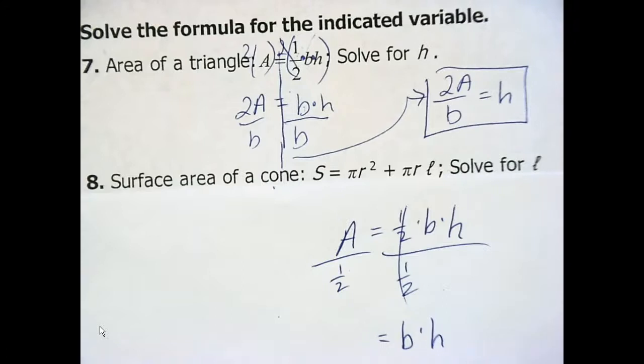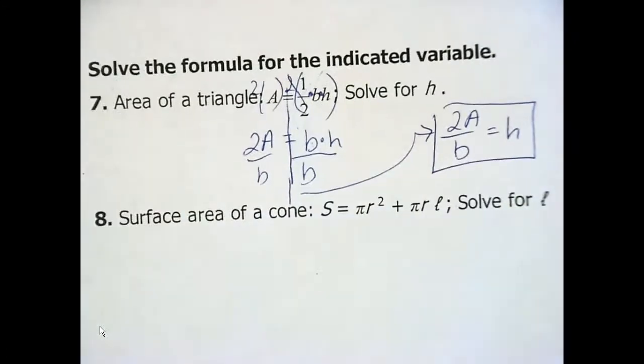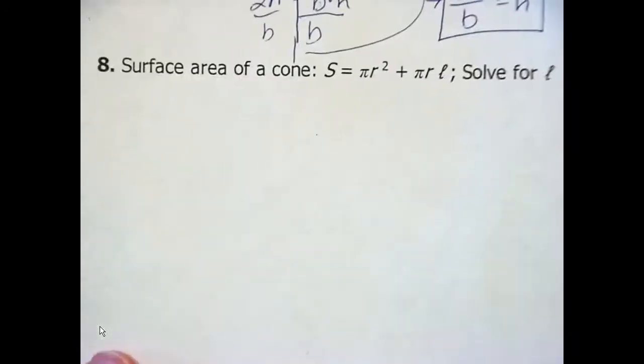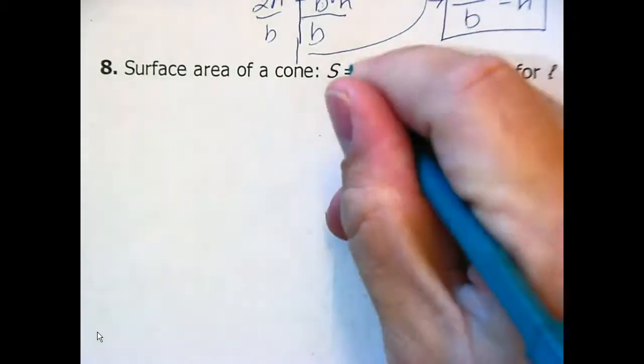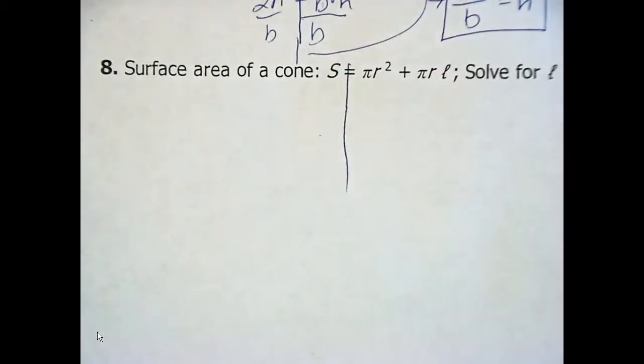All right. Okay, last one. Solve for L. That kind of makes sense. Do your best. Come on. No whining. All right, Jacob C., what do you got? So if I'm solving for L, what do I need to do first?